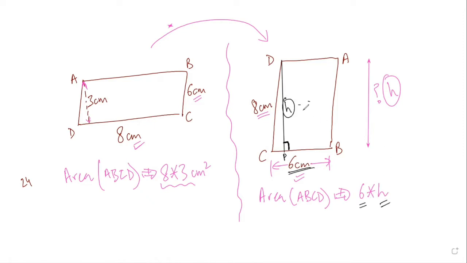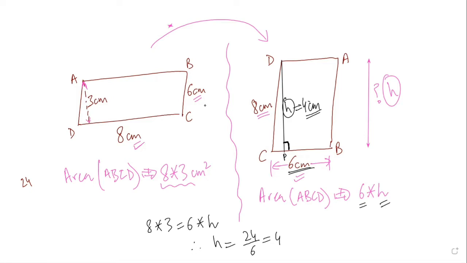Yes, sir. Now, if I want to find the value of h, Mr. Sarthak, what it will be? 6 into h equals 8 into 3. Therefore, h is equal to 24 upon 6, which is 4. So this height would be 4 centimeter. Mr. Satya, do we agree to this? Yes, sir. So Mr. Sarthak, have you understood the logic of turning parallelograms?